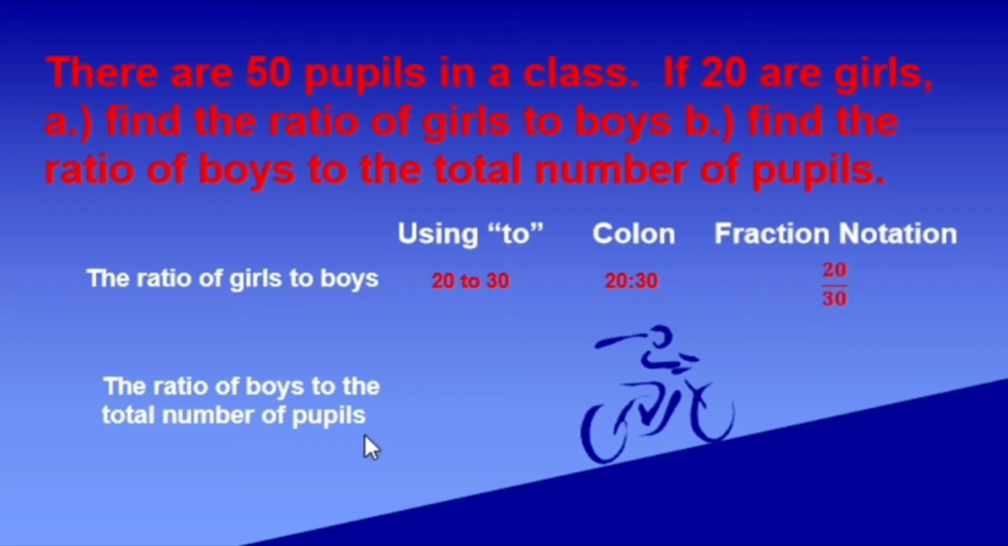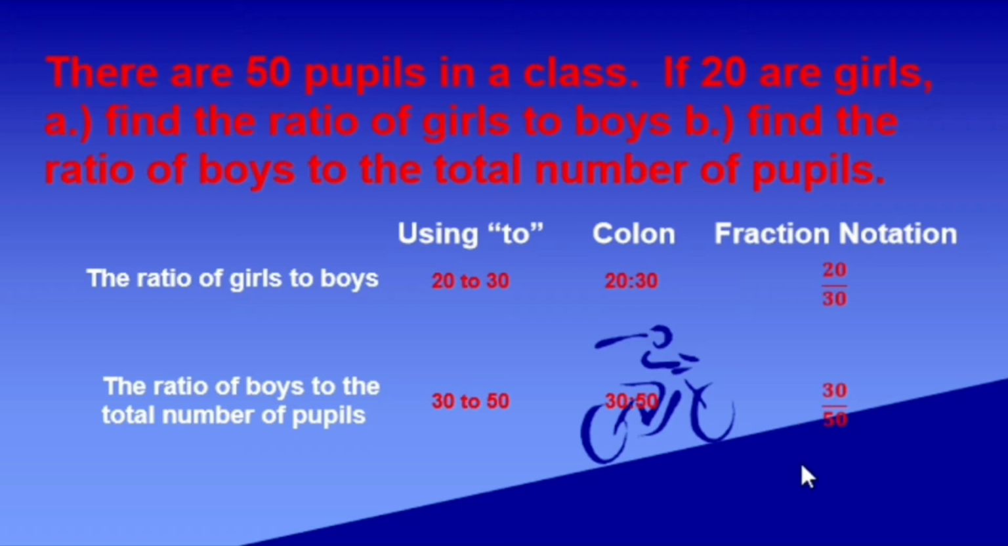Now, the ratio of boys to the total number of pupils. How many are boys? 30. How many pupils are there? 50. So, we have 30 is to 50. 30 colon 50. Then we have 30 over 50.